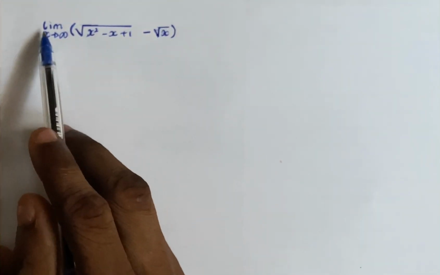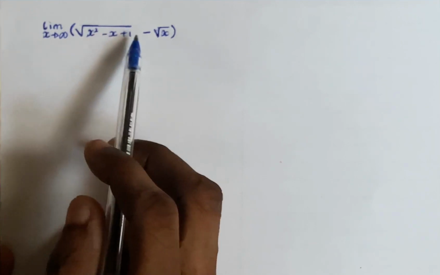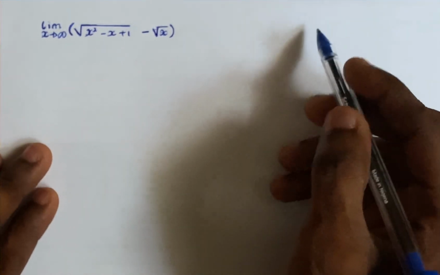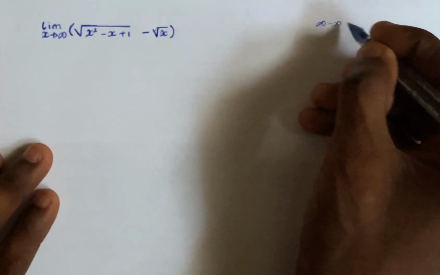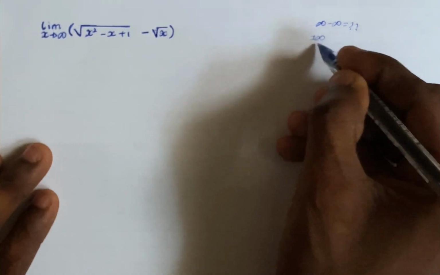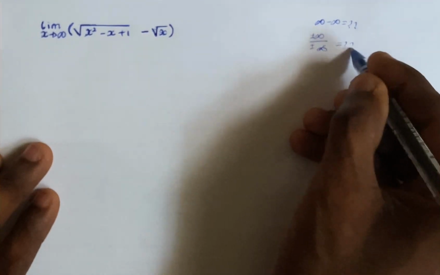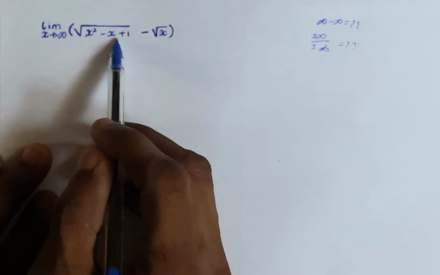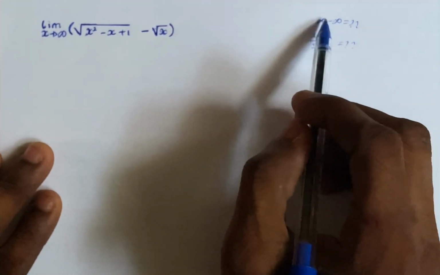Today we have this question: limit as x approaches infinity of square root of x squared minus x plus 1 minus square root of x. If we have a question like this, we should know the indeterminate forms. When we have infinity minus infinity, these are indeterminate. When you have infinity over infinity, this is indeterminate. Now if we substitute infinity here, we get infinity squared, which is infinity, minus infinity. So we have infinity minus infinity, which makes the question indeterminate. So how do we solve this?